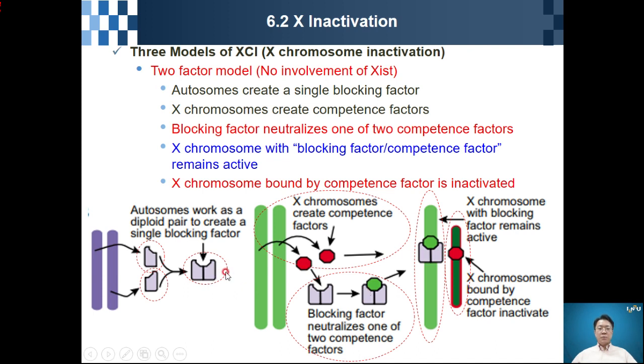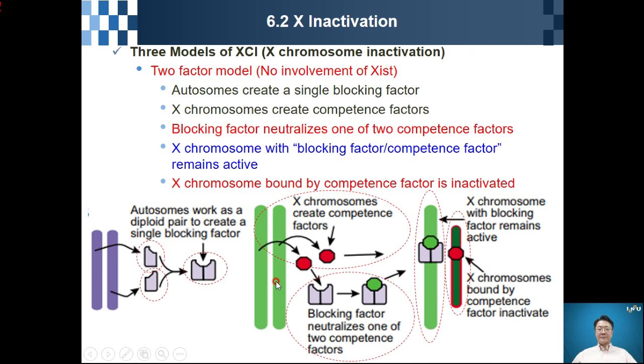So the autosome makes one factor and the X chromosome makes another factor. The blocking factor neutralizes one of the two competence factors, and the X chromosome with the blocking factor and competence factors remains active. However, the X chromosome bound by competence factor is inactivated. So this is the third model.